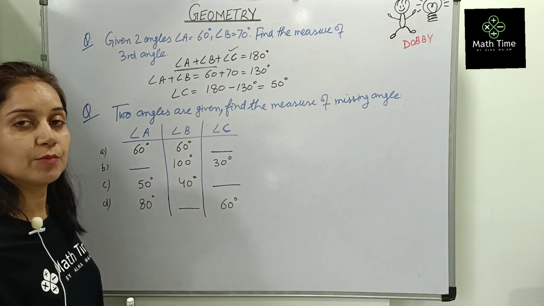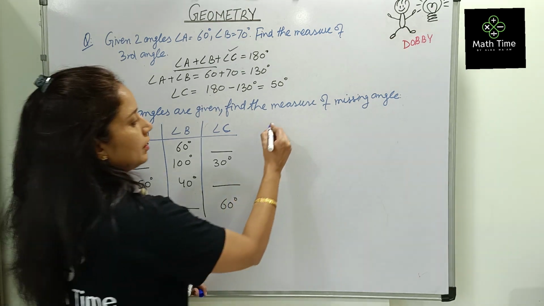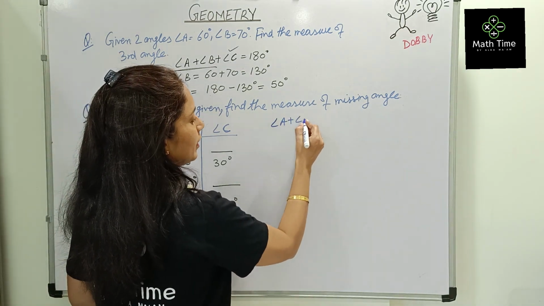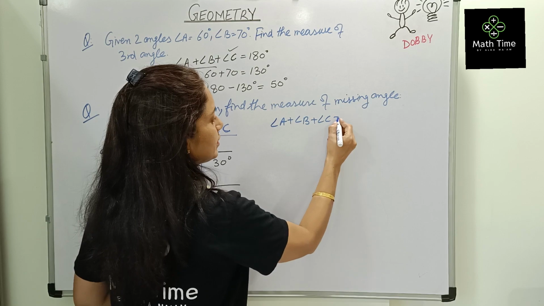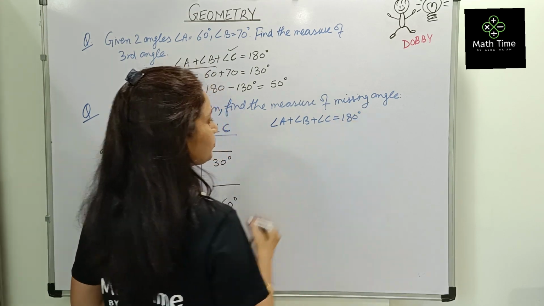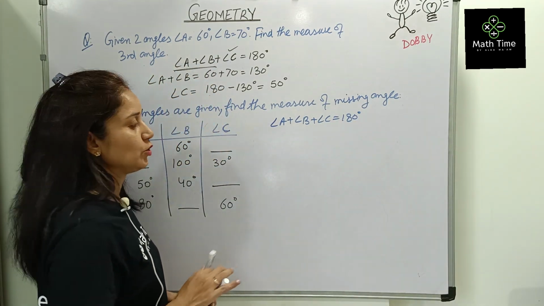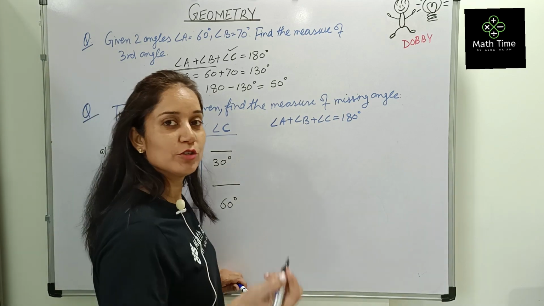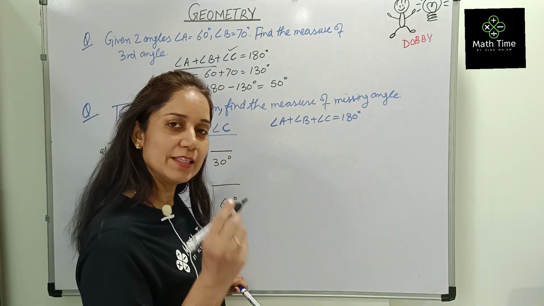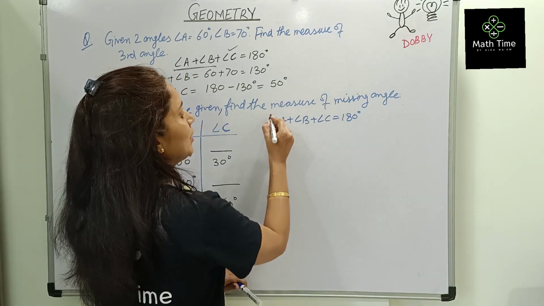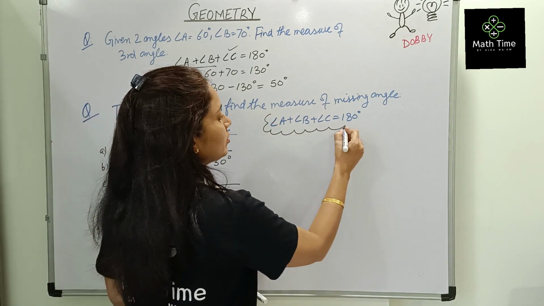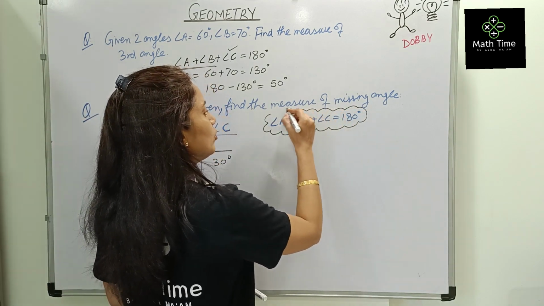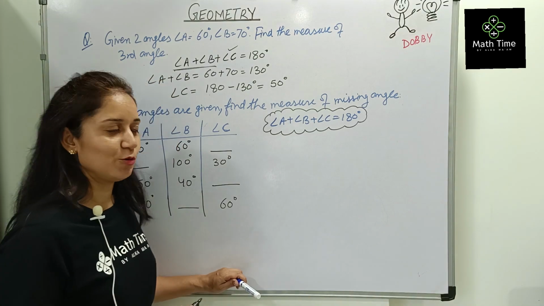Remember the property. Sum of three angles equals, I am writing at the side, angle A plus angle B plus angle C equals 180 degree. Okay. As my students are very creative, I have also started putting the formula in a cloud in place of a box. Earlier I was putting it in a box. Now let us put the formula in the cloud.